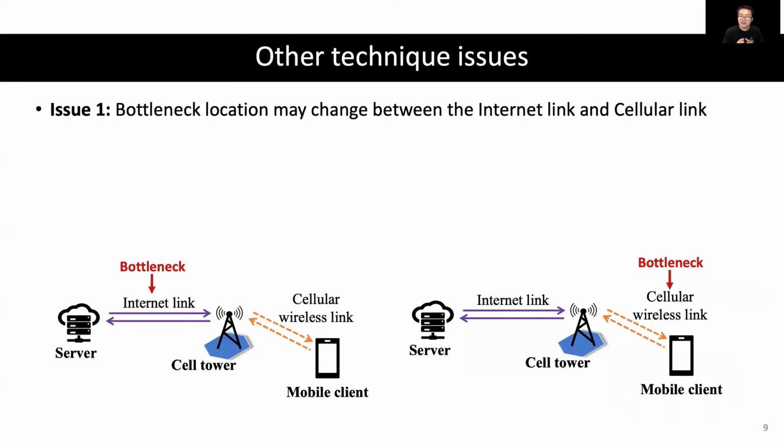Except for the capacity estimation, we have many other issues. For example, we have the bottleneck alternation issue. The location of the bottleneck may alternate between the internet link and the cellular link. PBE only estimates the capacity of the cellular link, so we need to take different actions when the bottleneck is at different locations. We also need to detect where the bottleneck is.